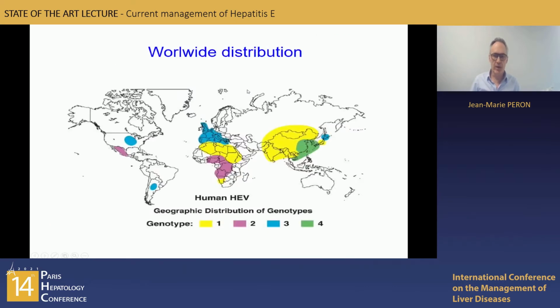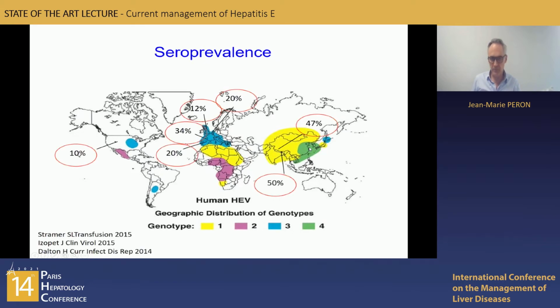This is the worldwide distribution of HEV. As you can see, genotype 1 is seen mostly in Africa and Asia. Genotype 2, which was seen initially in Mexico, is also seen in Africa. And genotype 3 is the prominent genotype in Europe, North America, South America, Japan. Genotype 4 can be seen, but more rarely in Europe, and mostly seen in Southeast Asia.